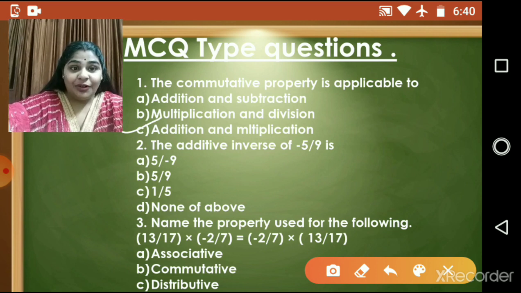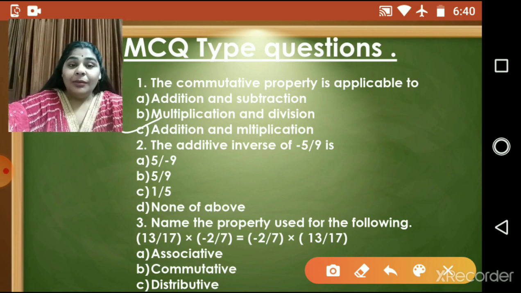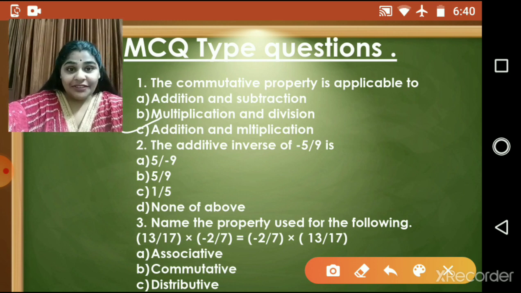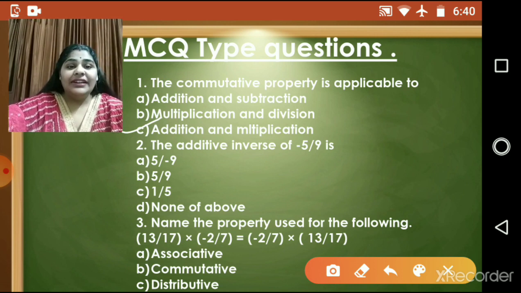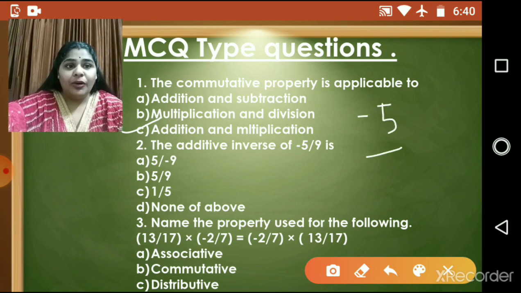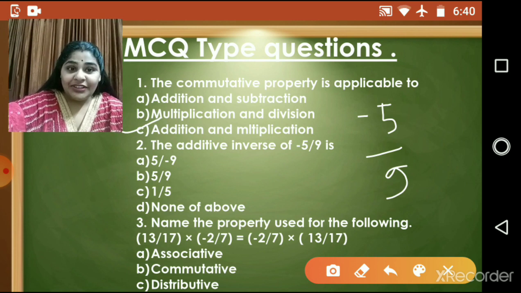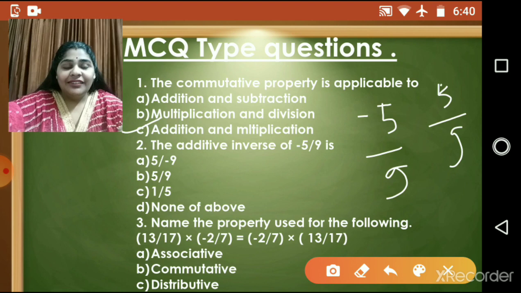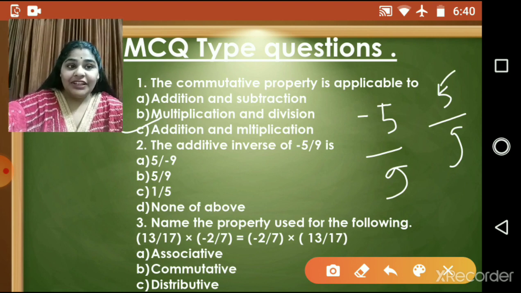Now next one is the additive inverse of. Now additive inverse, I told, if it is a negative number, the additive inverse will be positive. If it is a positive number, the additive inverse will be negative, without changing anything in the numerator and denominator, okay? So now let us see the additive inverse of -5 upon 9. What will be the additive inverse, children? Yes, it will be positive 5 upon 9. Yes, we are not changing any numbers here. We are just changing negative to positive. So here I will tick mark the B option.